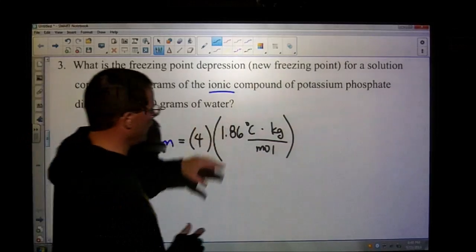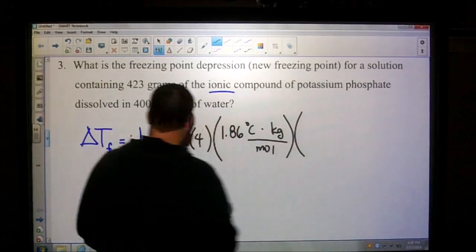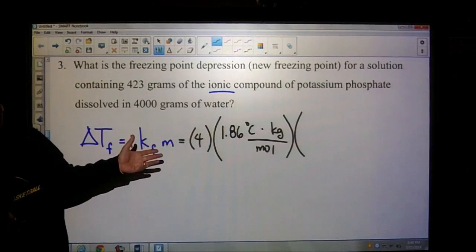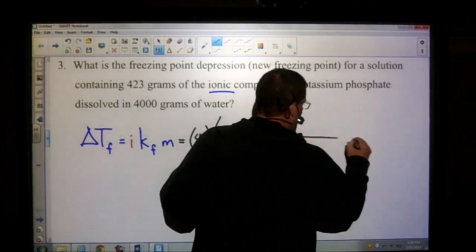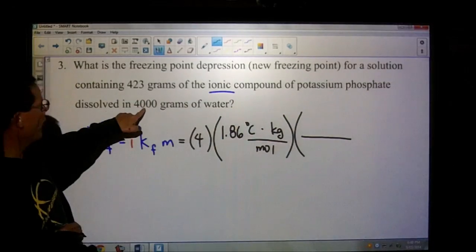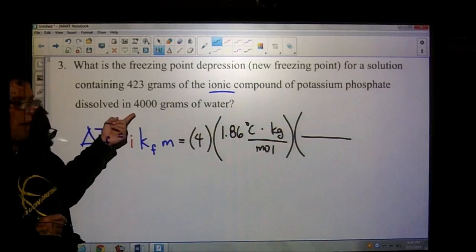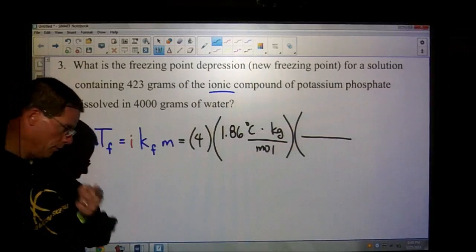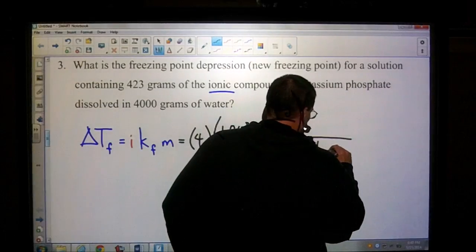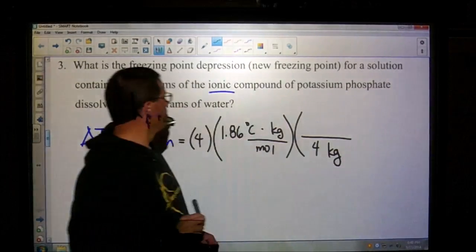All right, now we need to calculate our molality, or just insert the values for that. What do we have? We have 4,000 grams of water. There's 1,000 grams in a kilogram, so how many kilograms do you have? Very good, 4 kilograms. So we'll just put that right down there.